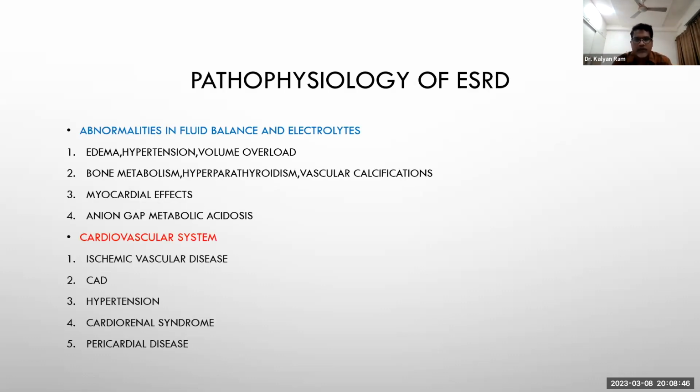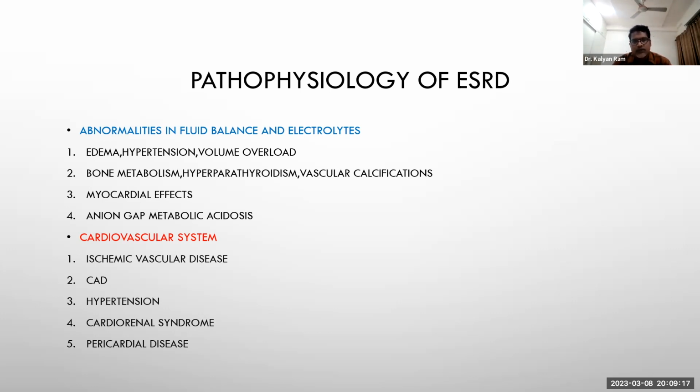Coming to the pathophysiology of end-stage renal disease, when chronic kidney disease reaches a state where there is a significant decline in glomerular filtration rate, there is increased uremia, oliguria, and abnormalities of fluid balance and electrolytes set in. The main functions of the kidney are affected, like maintenance of plasma volume, which leads to expansion of extravascular fluid, which leads to edema, hypertension, and volume overload.